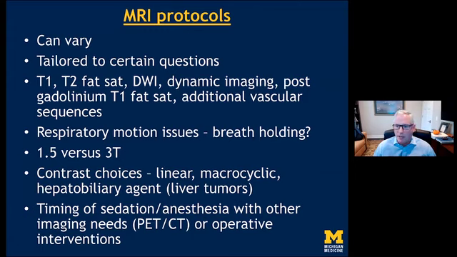If you need additional vascular sequences, you can do that with dynamic imaging post-contrast or use bright or black blood technique in order to help make that determination. Do you need breath holding? Are respiratory motion issues going to be in play? Most of the time, you can do almost all of your imaging with a 1.5 Tesla magnet.